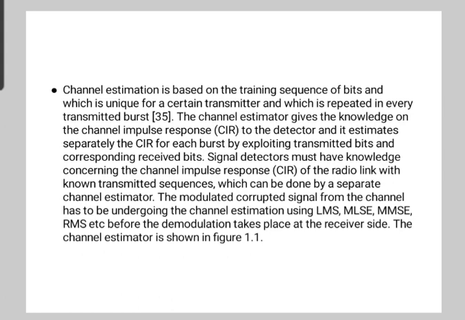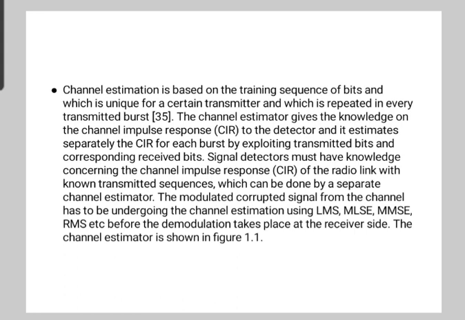The channel estimation is based on the training sequence of bits, which is unique for a certain transmitter and is repeated in every transmitted burst. The channel estimator gives the knowledge of the channel impulse response to the detector, and it estimates the CIR of each burst separately by exploiting the transmitted bits and corresponding received bits.